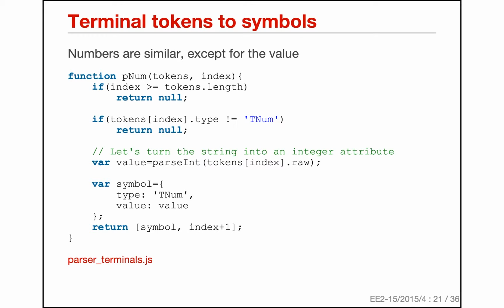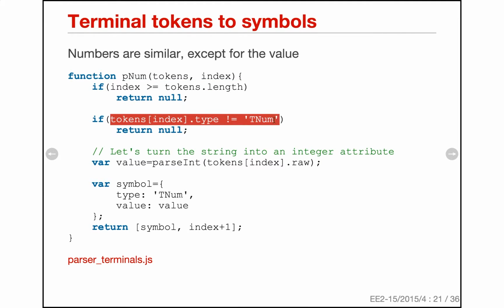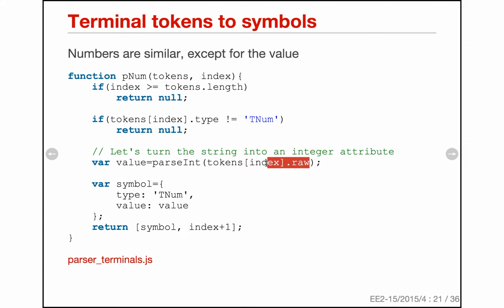A number is very similar. If we're off the end of the token array, we cannot parse a number. If the type of the current token is not a number, we cannot parse, and we return nothing. Otherwise, we take the raw string value and turn it into something more semantically useful, so a number. Again, we return a symbol which has a type and a value. This is the high level symbol we've matched, that we've parsed, and the next thing is just index plus 1.